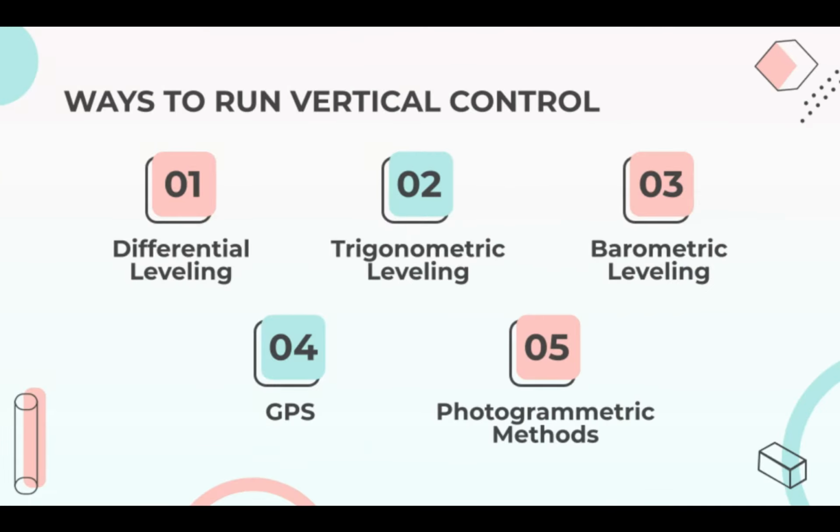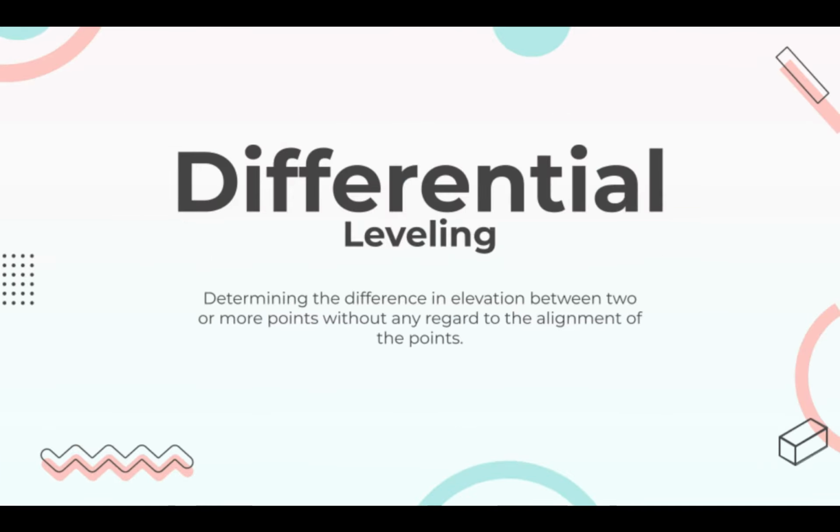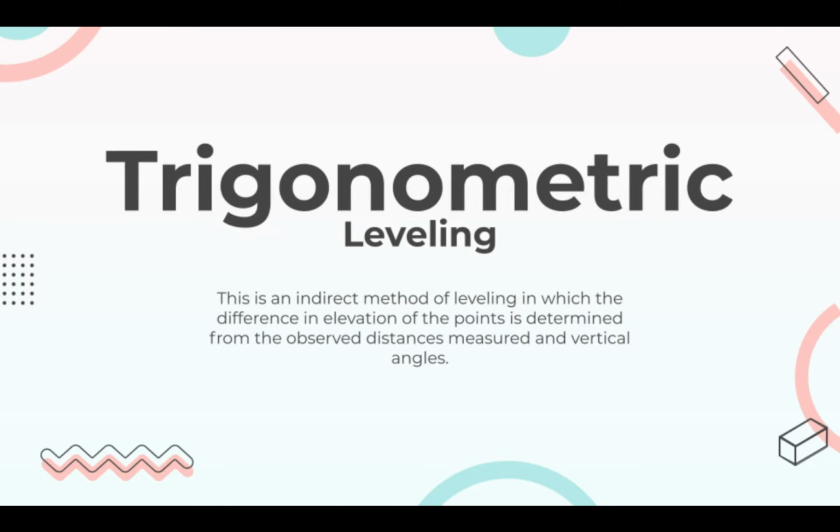Vertical control surveys may be run either by differential leveling, trigonometric leveling, barometric leveling, GPS, and/or photogrammetric methods. Differential leveling is determining the difference in elevation between two or more points without any regard to the alignment of the points. It is best run over level or gently sloping terrain. It is also the most accurate and widely used method.